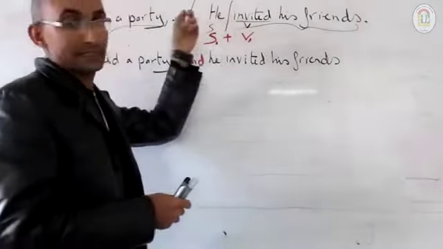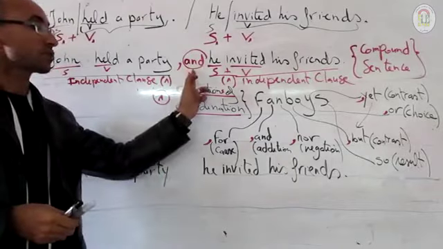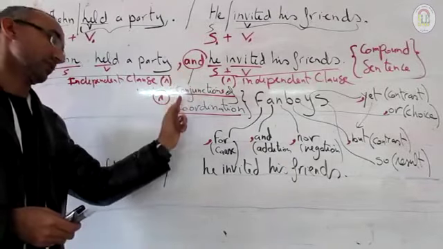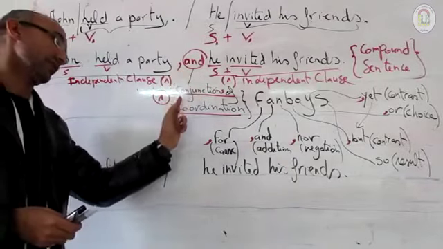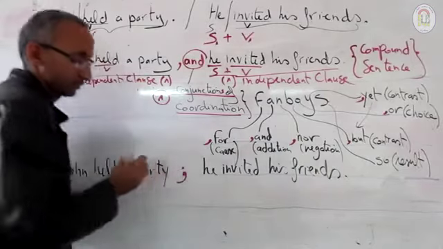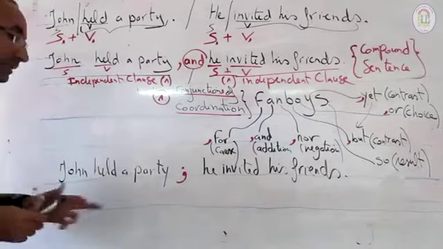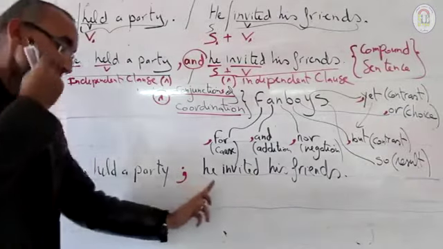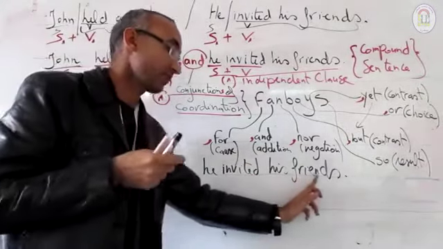Now here, my second joining element is going to replace the fanboys and the comma together. So instead of using a conjunction of coordination, I can use only a semicolon. And write, John had a party; he invited his friends.